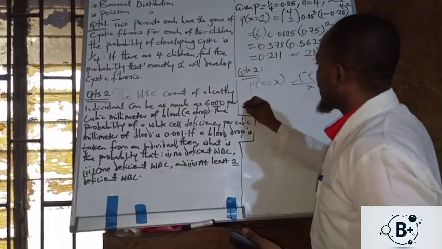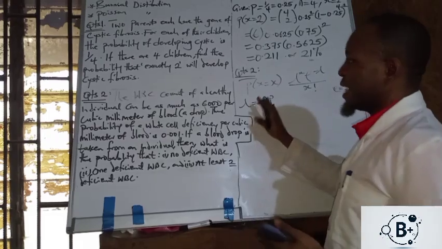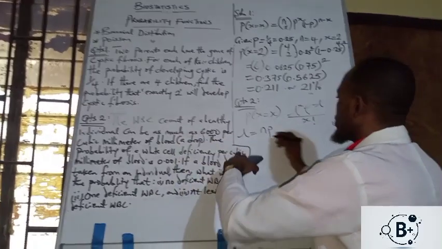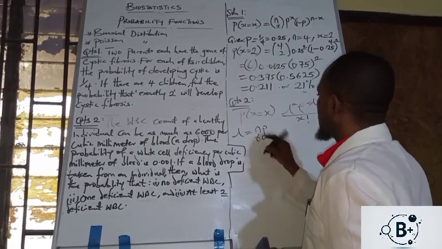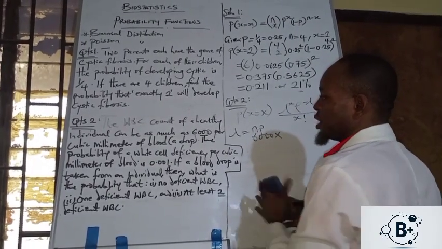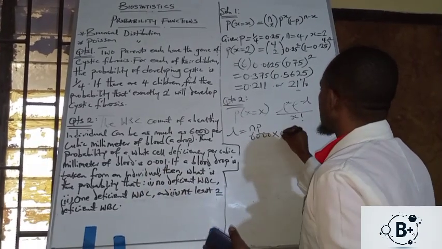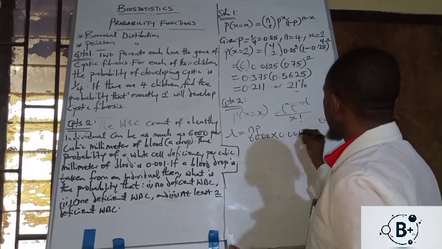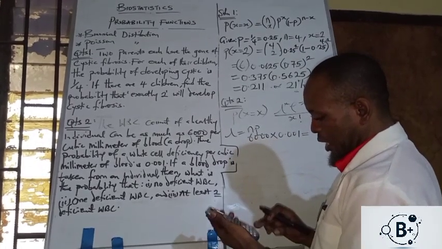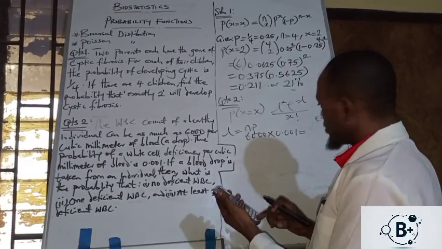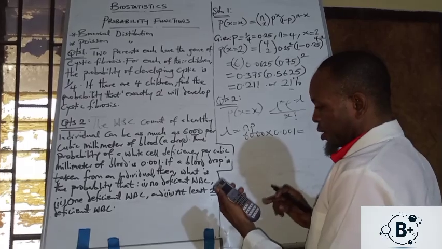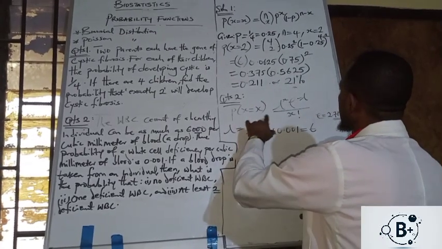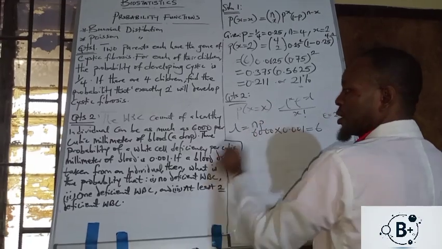Lambda itself is gotten from NP. So what is NP? N is the total population, which is 6,000, times P, which is the probability, 0.001. So our lambda here is 6,000 times 0.001. This gives us 6. So lambda is 6. Now that we've gotten this, the other value we need is our S.